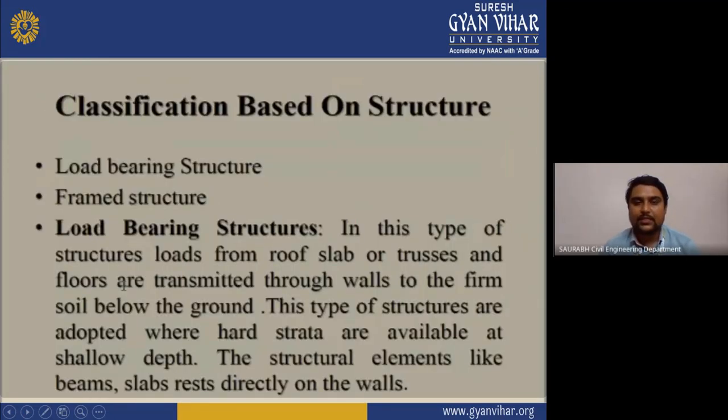Now we will see classification based on the structure. Buildings are also classified on the basis of load bearing structure and framed structure. What is the load bearing structure? This is a type of structure where loads from roof slab or truss and floor are transmitted through the wall to the firm soil below the ground. These types of structure are adopted where hard strata are available at shallow depth. The structural elements like beam and slab rest directly on the wall.